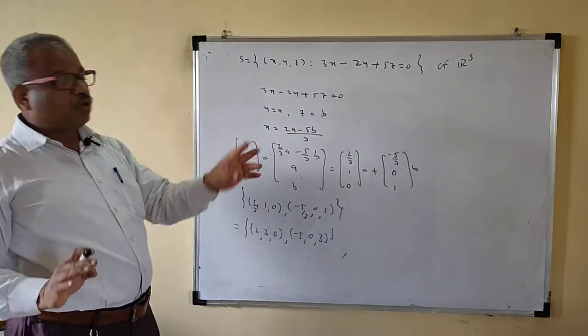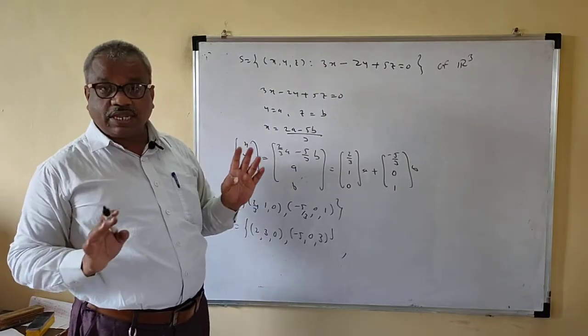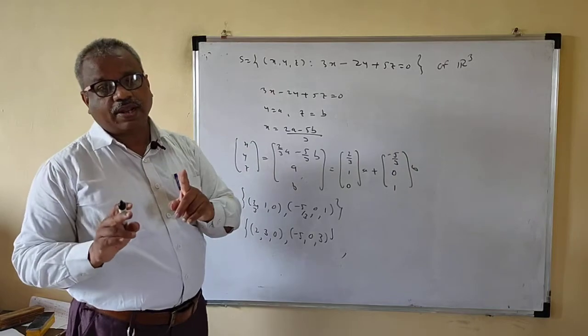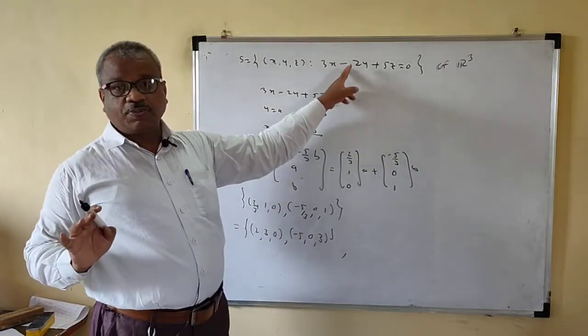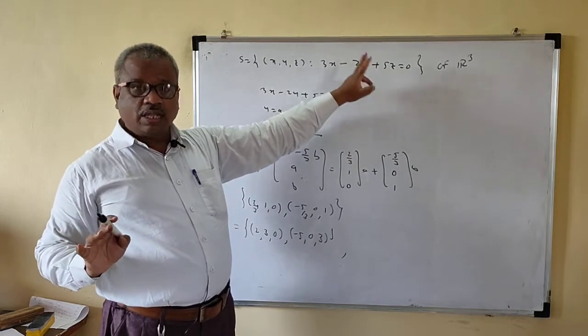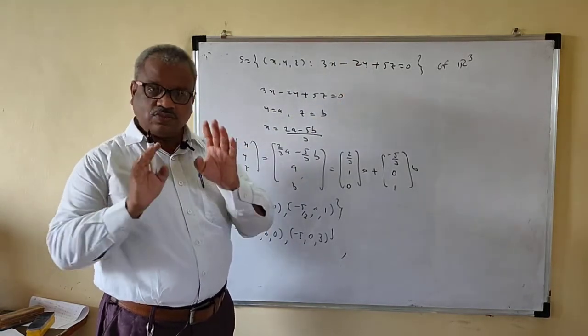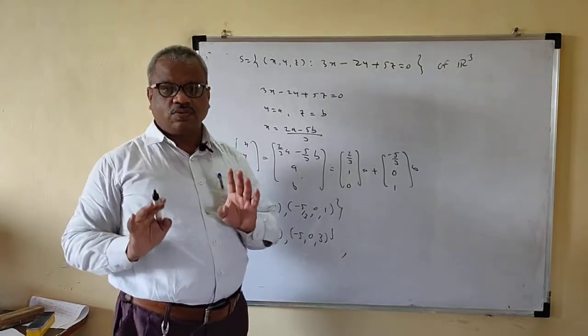That means what? The number of elements should be 2. This is only one equation, and the number of unknowns is 3. So that means in the basis there should be 2 vectors, because the unknowns are 3 and there is only one equation. So 2 are the free variables, so 2 is the dimension. In the basis there are 2 vectors.